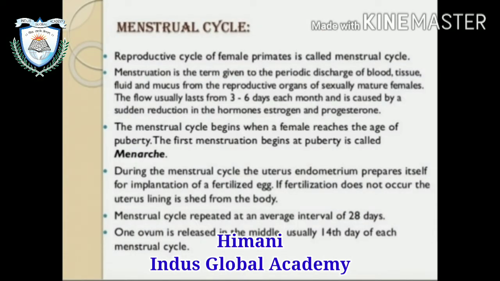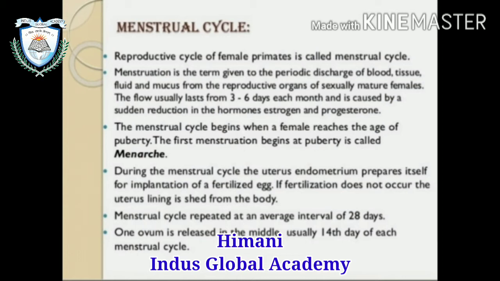Menstrual cycle. The reproductive cycle of female primate is called menstrual cycle. Menstruation is the term given to the periodic discharge of the blood, tissue, fluid and mucus from the reproductive organ of the sexually mature female. The flow usually takes 3 to 6 days in each month and is caused by the sudden reduction in hormones like estrogen and progesterone.